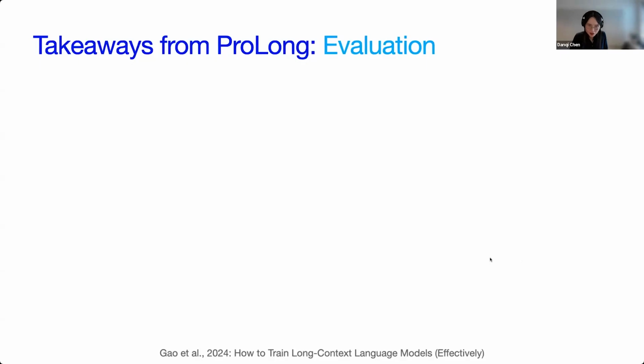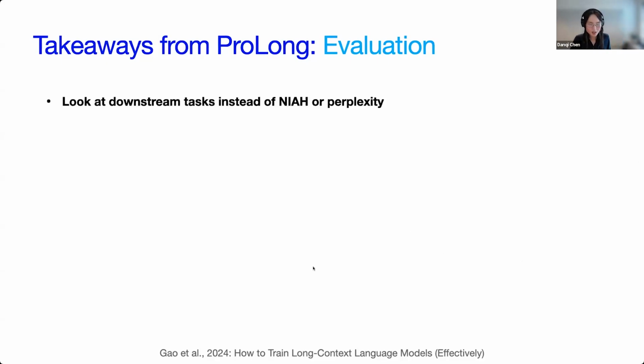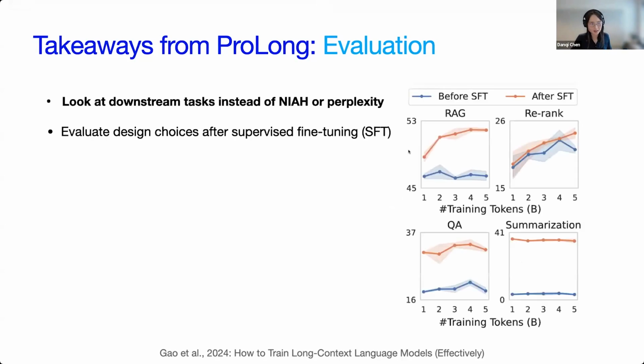Okay, so next I would like to tell you some key findings we learned from developing ProLong. Just for the sake of time, I have to go really fast and just tell you some of the main results. The first aspect I want to talk about is evaluation. As I already mentioned, when we develop models, we should really look at downstream tasks instead of needle in a haystack or perplexity.